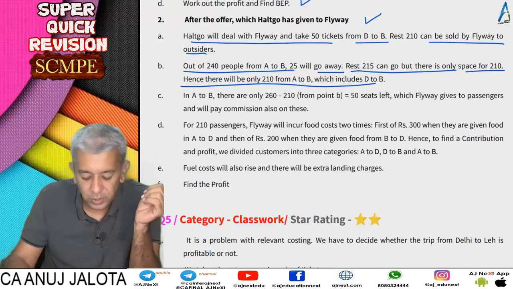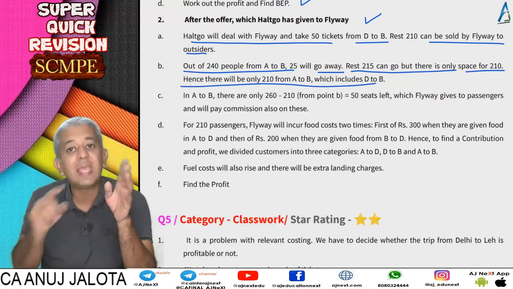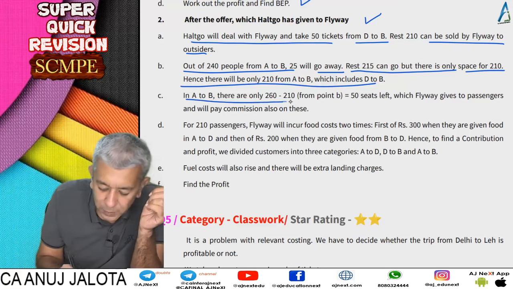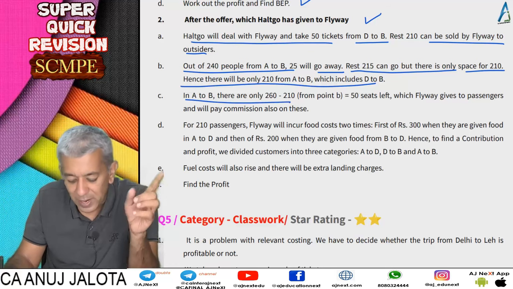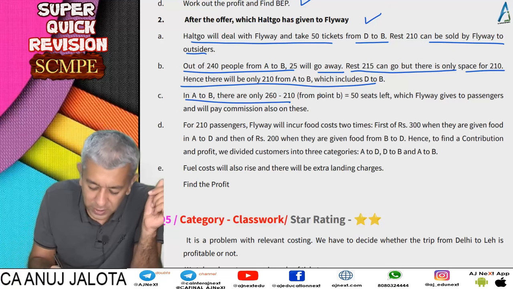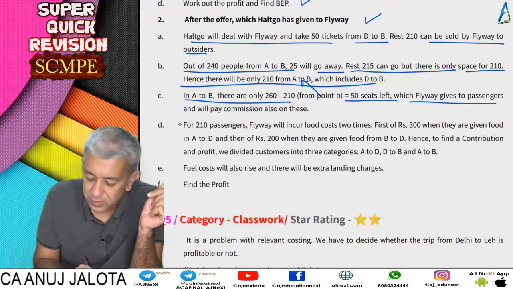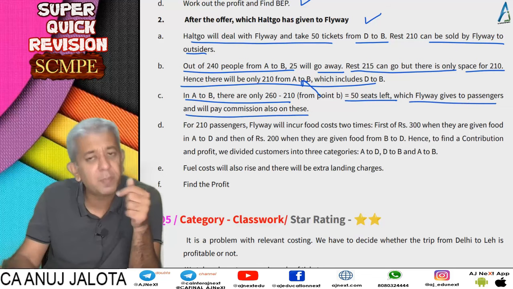Hence, there will be only 210 people from A to B, which includes D to B also. In A to B, there are only 260 minus 210, that is 50 seats left, which Flyaway gives to the passengers. Flyaway will pay commission on these also.